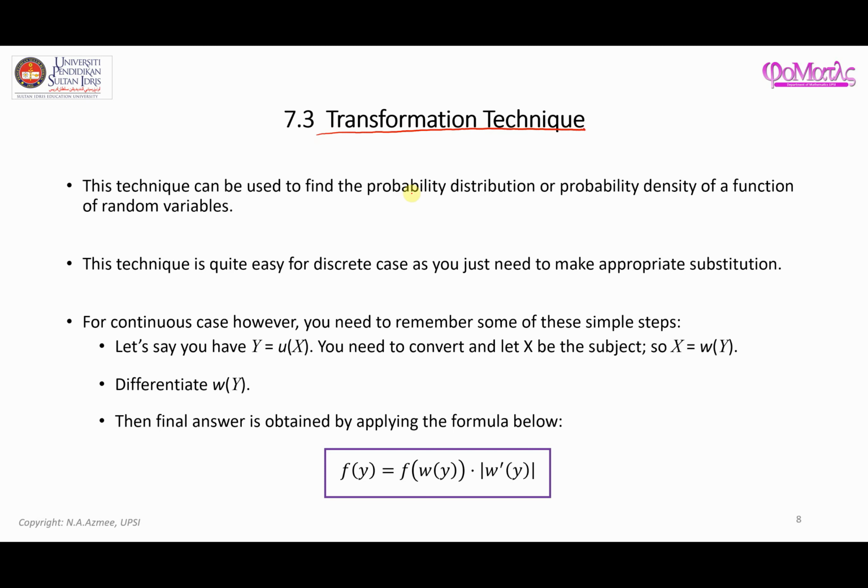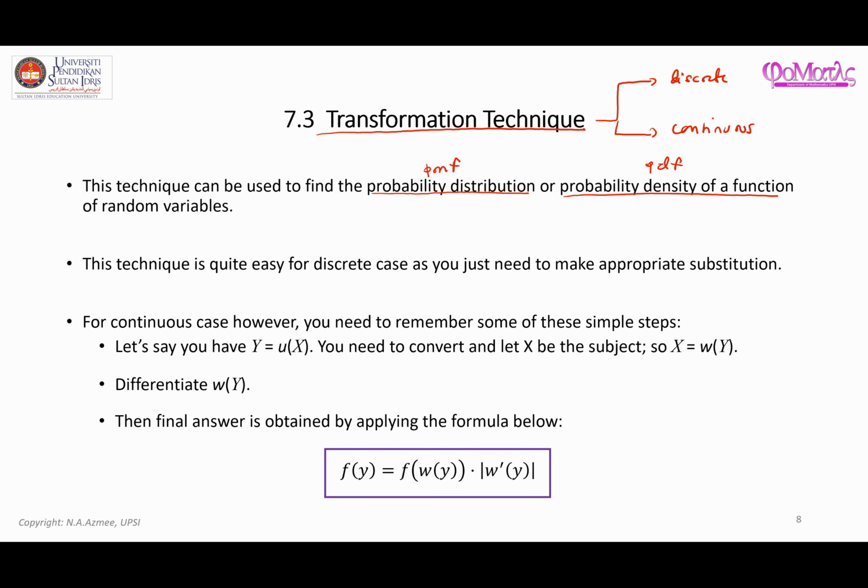In this video, I'm going to talk about the transformation technique, and this technique can be used to find the probability distribution, the PMF, or the PDF, probability density function of any random variable. Basically, this technique can be used for either the discrete case or the continuous case.